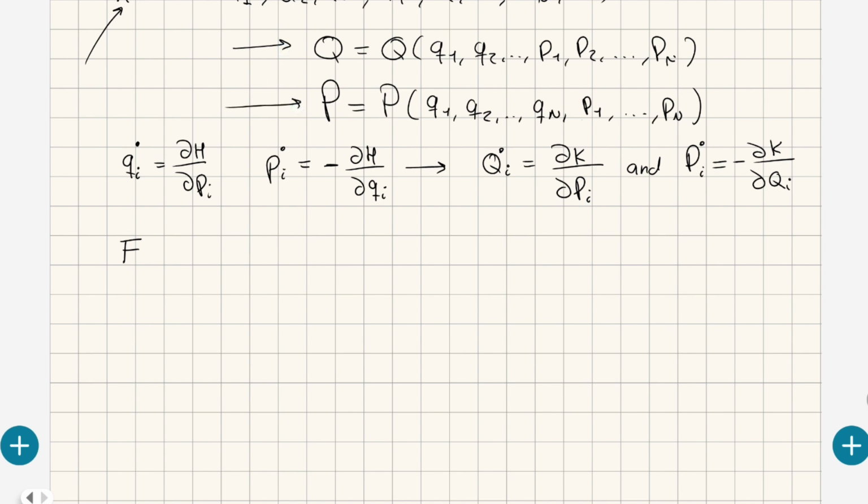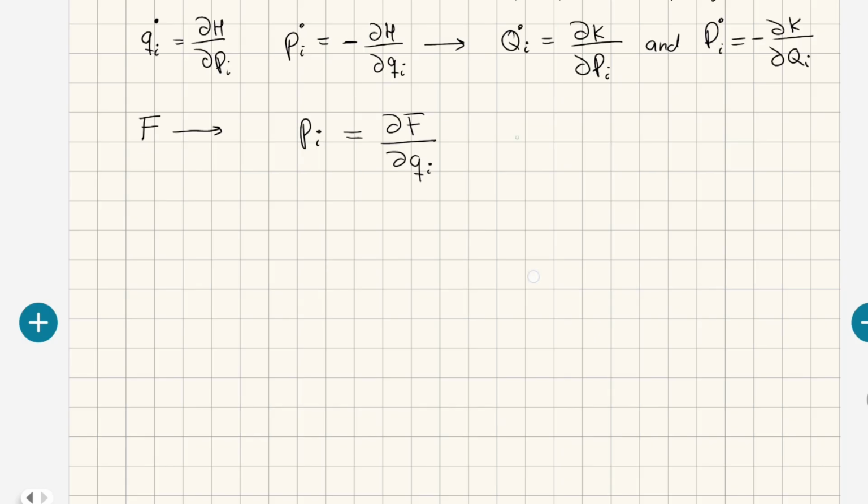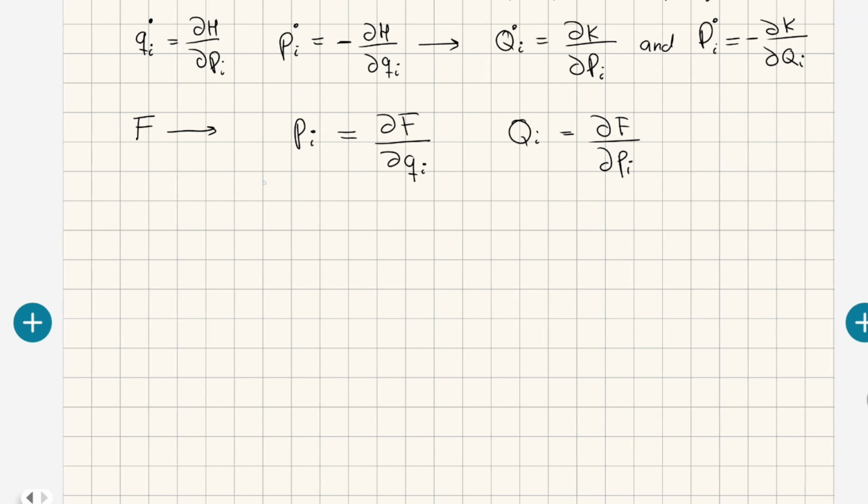The generating functions need to satisfy two things. If we are able to find this F, then Pi, the little p, is going to be equal to the partial of F with respect to qi. And the upper Qi is going to be equal to the partial of F with respect to the upper Pi. These are the upper Q and the upper P, and these are the little p and the little q.